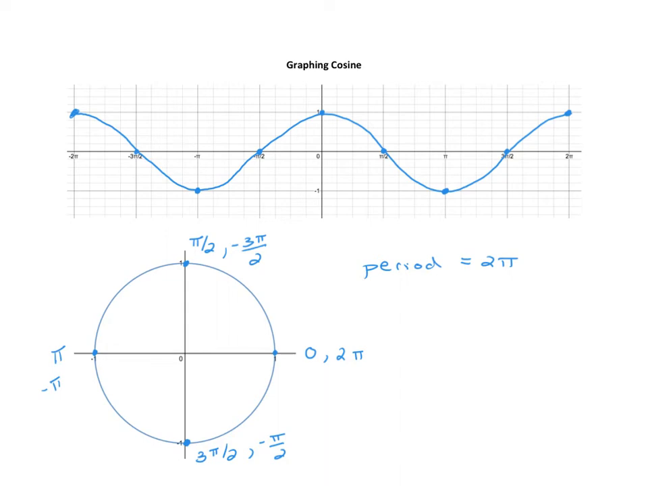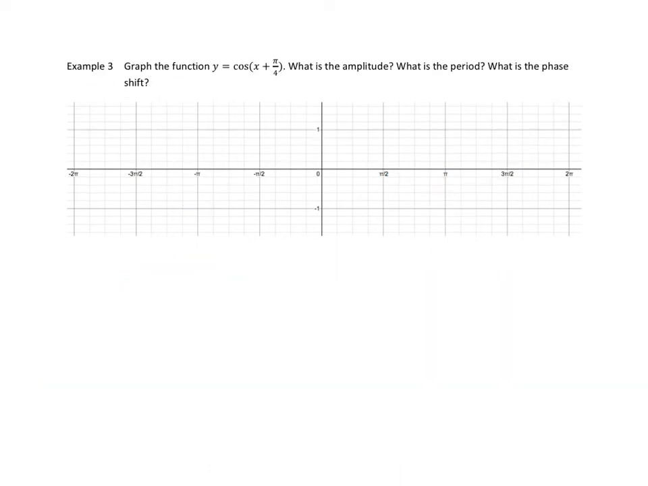One last thing is the amplitude is also 1, just like with sine. And the reason for that is if you start on the axis, the distance that we'd have to go to get to this point, the one furthest away, is 1. And even though this is down at negative 1, the distance we would say is 1. And that is what we call the amplitude.